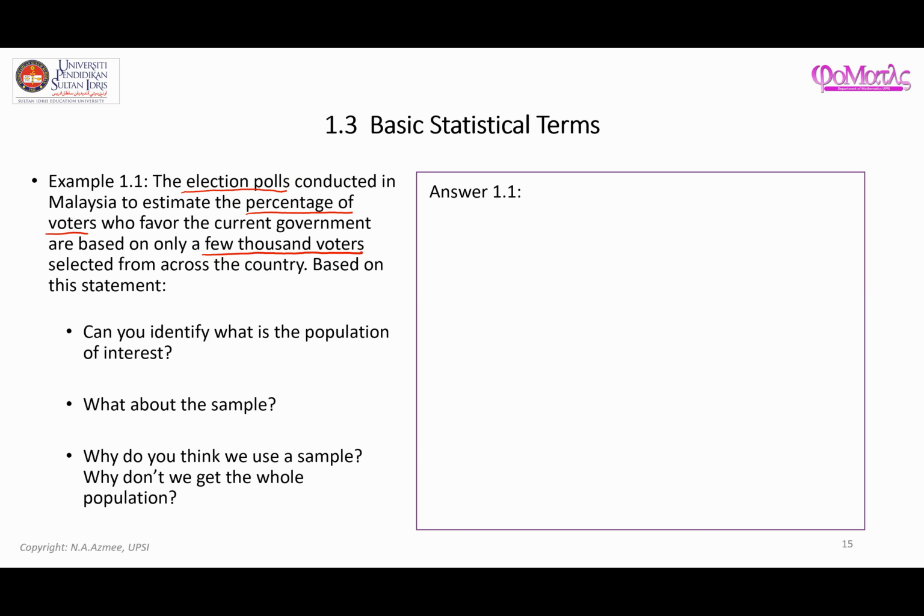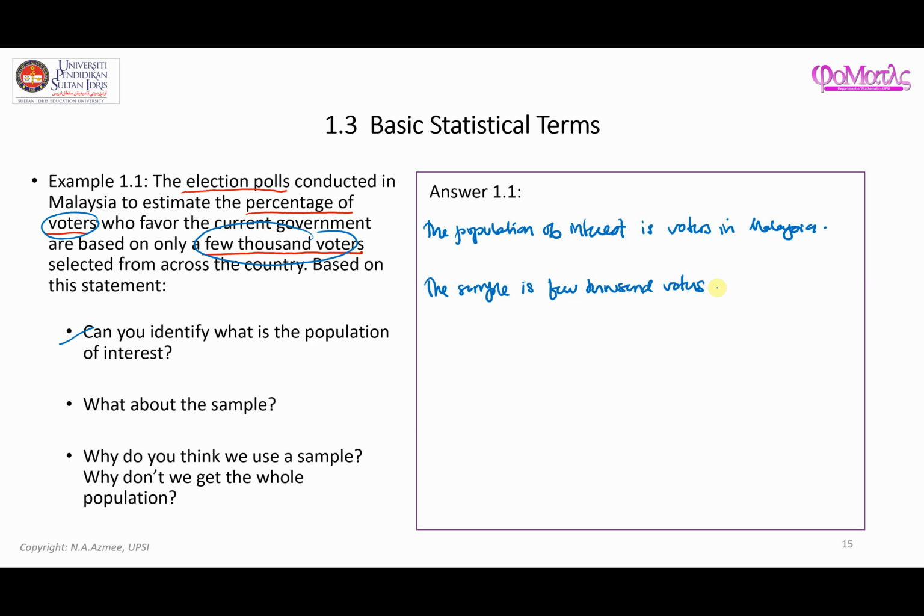Based on this statement, can you identify what is the population of interest? Clearly, if you look at this statement, the population of interest will be voters in Malaysia. Next, what about the sample? What is your sample? The sample here is a few thousand voters in Malaysia.